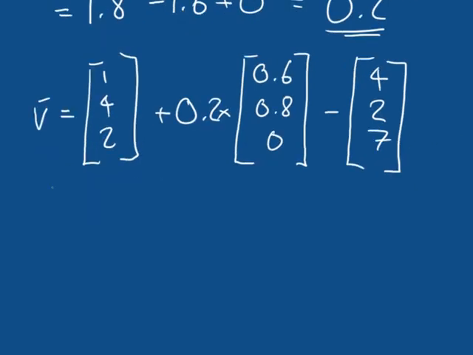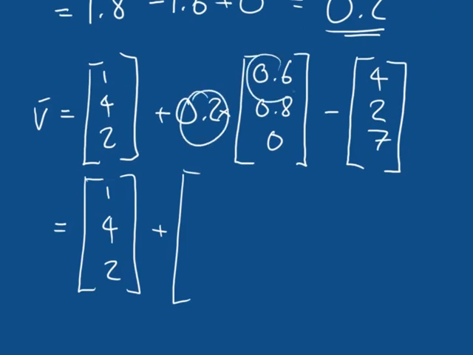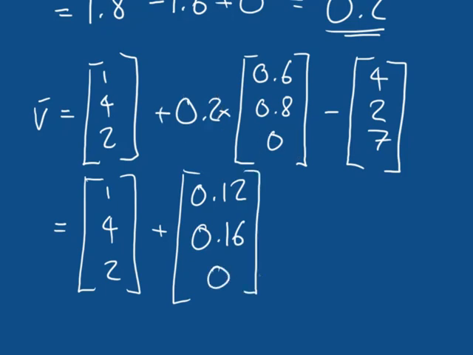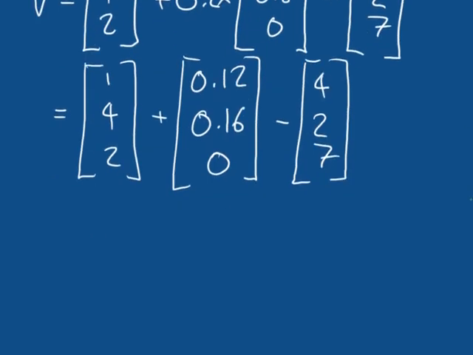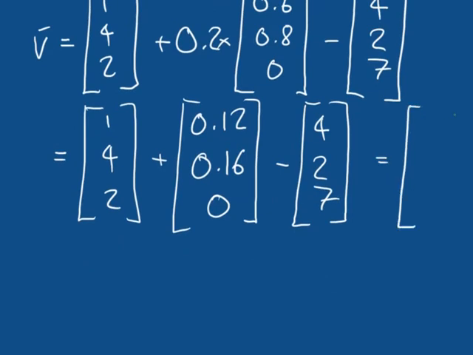We have everything we need in order to find V, so let's evaluate this. So it's equal to 1, 4, 2 plus 0.2 times 0.6 is going to give us 0.12. 0.2 times 0.8 is going to give us 0.16. 0.2 times 0 is going to give us 0. Minus 4, 2, 7. Which if we evaluate this, and actually I might not have enough room to write those values in, so I want to give myself just a little bit more room here. That should be plenty. Fantastic.